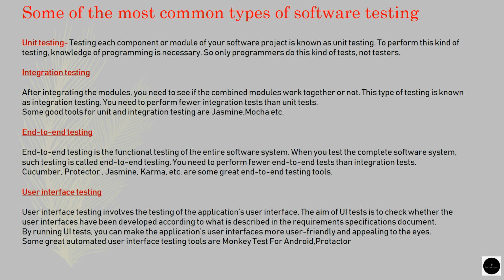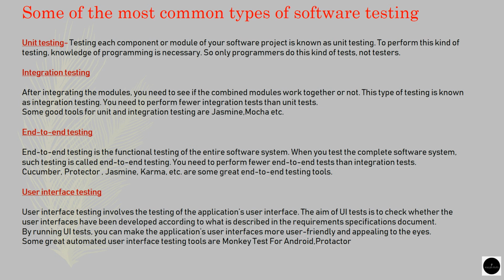End-to-end testing. End-to-end testing is the functional testing of the entire software system. When you test the complete software system, such testing is known as end-to-end testing. You need to perform fewer end-to-end tests than integration tests. Cucumber, Protractor, Jasmine, Karma, etc. are some of the great end-to-end testing tools.